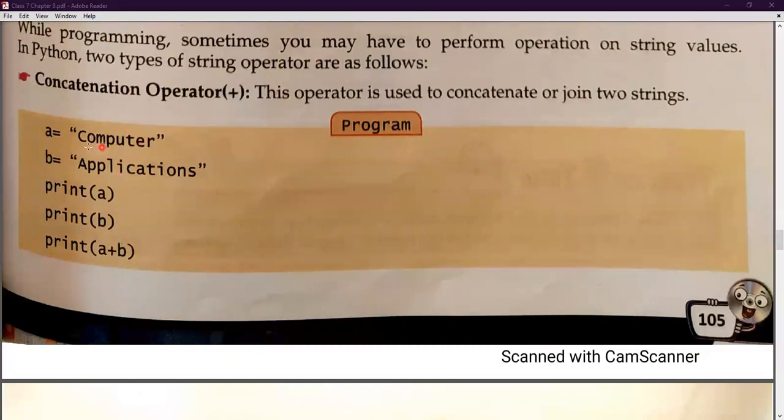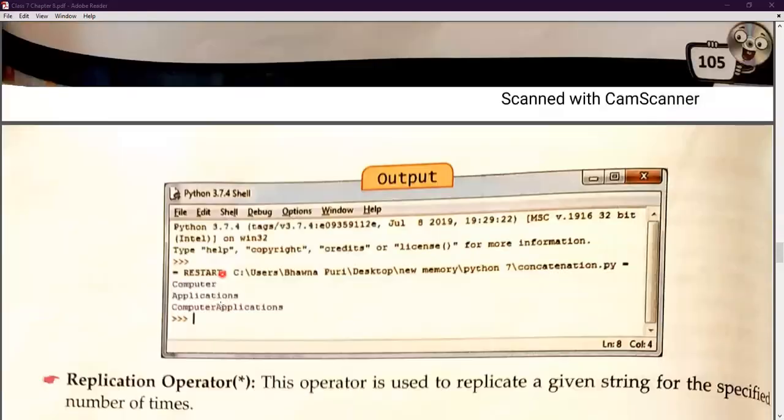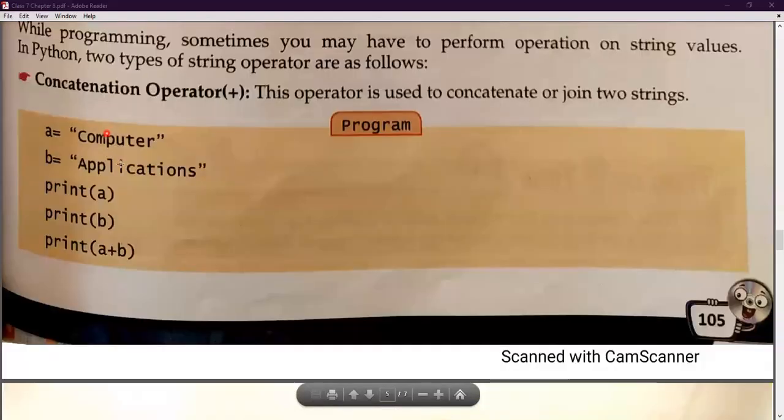Supposedly here I am writing computer in A, and in B I am writing applications. What will be my output if I print A? It will simply give me computer. What will be my output if I print B? It will simply print applications. But if I write A plus B, then it will return computer applications, right? Now you can see the output. It has merged these two words. So if you want to merge two words, two spellings, you can use the concatenation operator. Hope I'm clear to everyone.